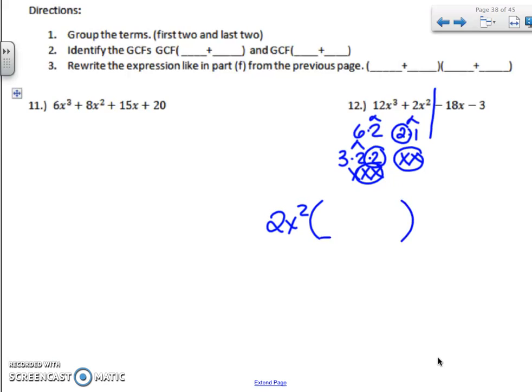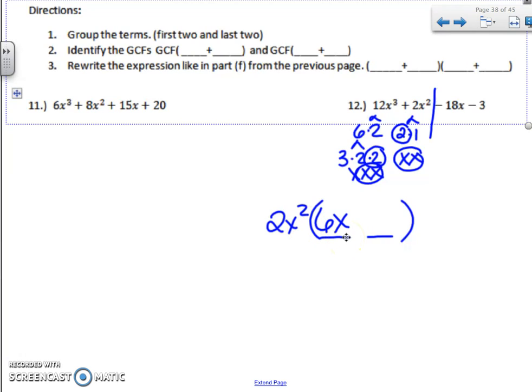You just need to see what's left on the inside by dividing. So 12 divided by 2 is 6. And then x cubed, take away 2 x's would be 1x. And then you're going to hop over here and do 2 divided by 2 and get a 1. And then x squared and x squared would just be 1.